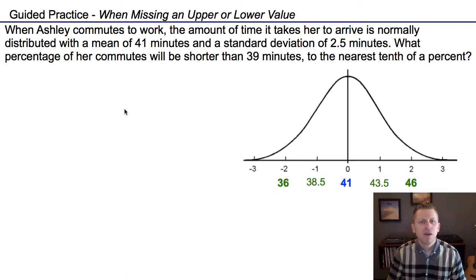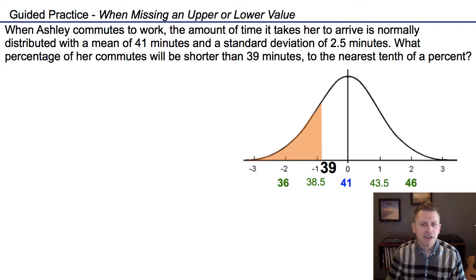Now in this problem, we want to find the percentage of the commute that's shorter than 39 minutes. 39 is going to be somewhere between 38.5 and 49. So here's 39 somewhere here. Now if I want to find the percentage of the commutes that are shorter than 39 minutes, I need to go to the left of 39. So I'm really looking for the percentages here.